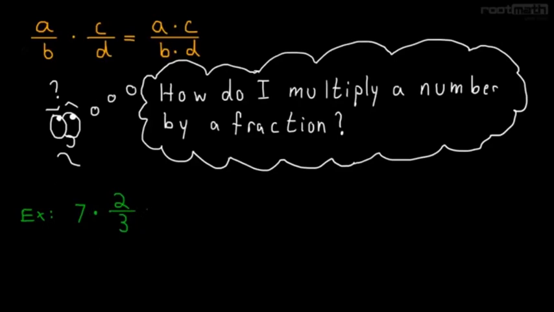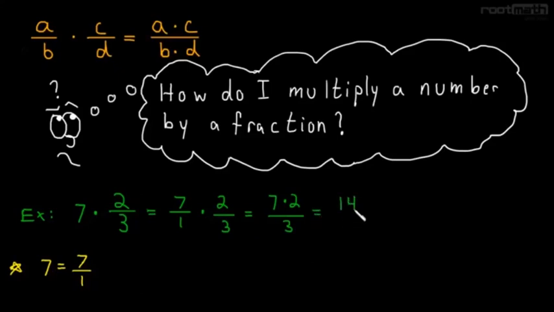Well, the key to doing this is just to remember that 7 is equal to 7 over 1. So we can turn 7 into a fraction. And now we have 7 over 1 times 2 over 3, which of course is 7 times 2 over 3 times 1, which is just 3. So we have 14/3, 14 over 3.